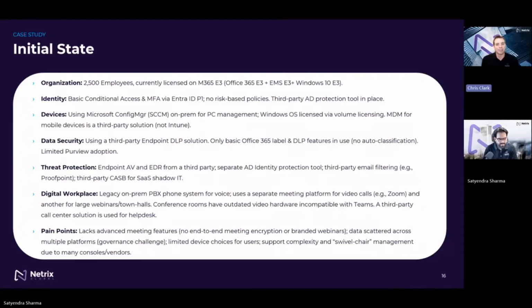So what we wanted to talk through is a real world use case that we commonly run across, almost on a daily basis. We have an organization of around 2,500 employees. They're currently licensed for M365 E3. If we recall, that's a combination of three main pillars of capabilities: Office 365 E3, EMS E3, and then Windows 10 licensing as well.